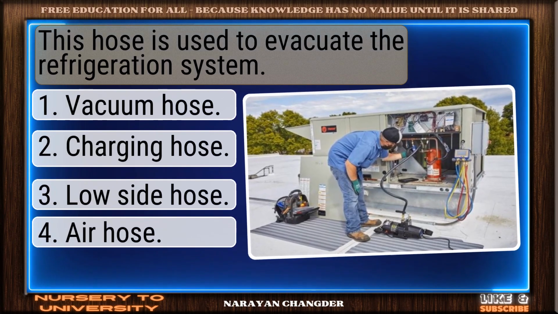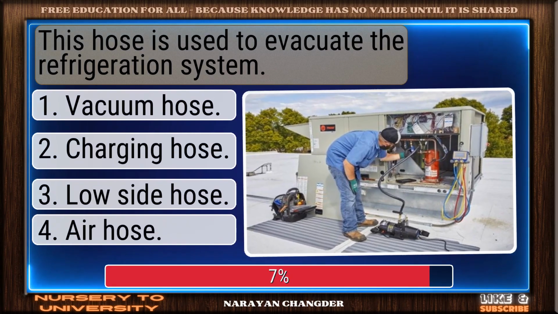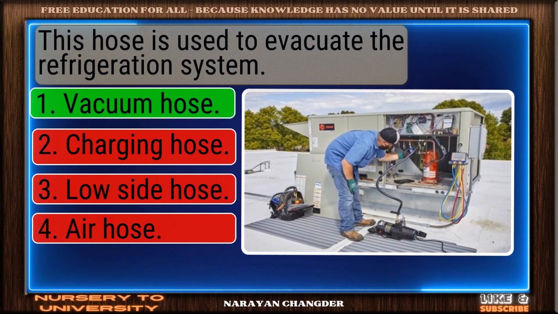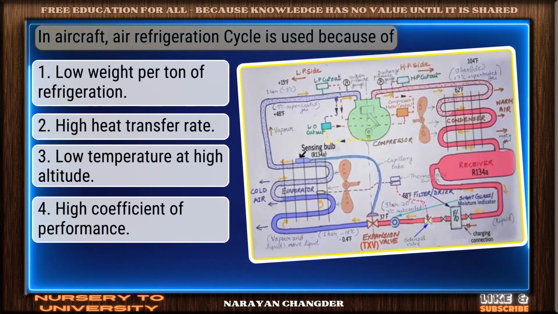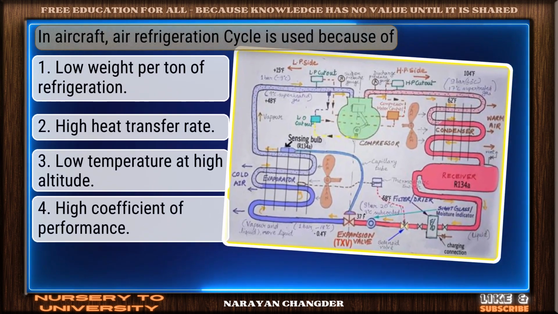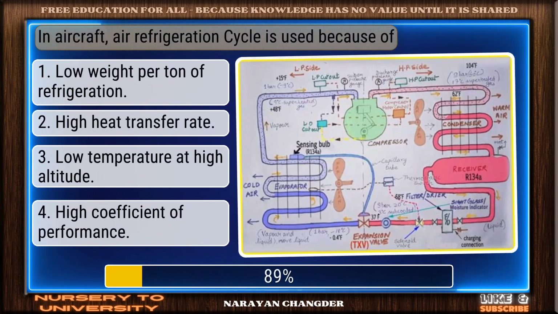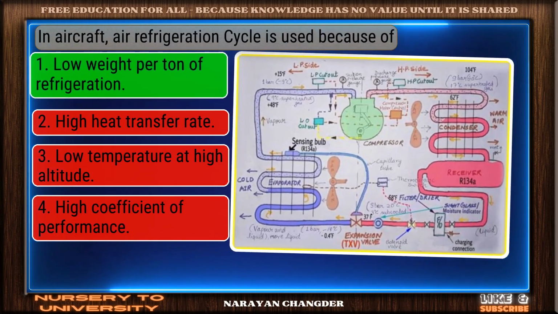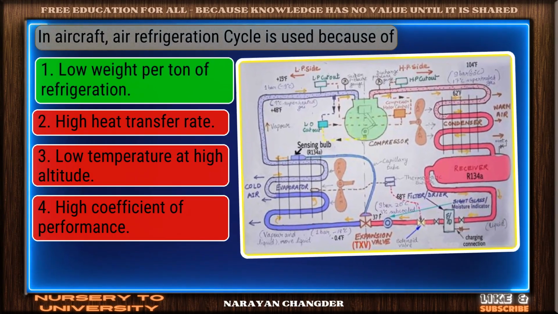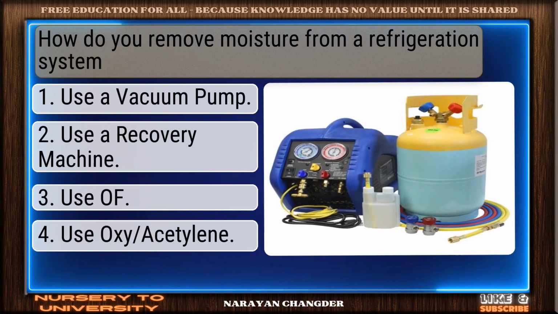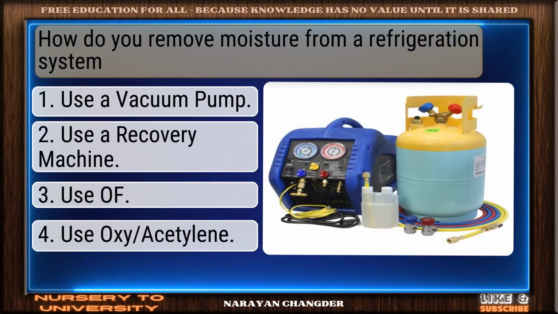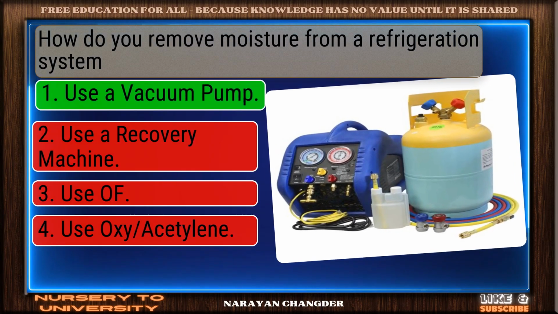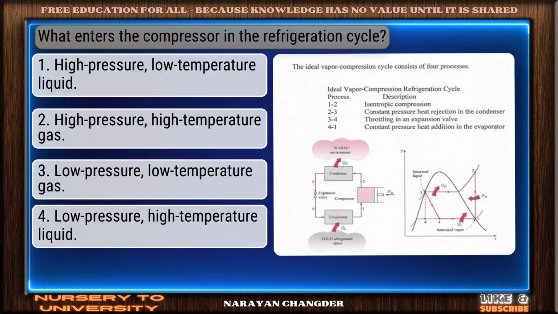This hose is used to evacuate the refrigeration system. Well done. Vacuum hose is the right choice. In aircraft, air refrigeration cycle is used because of... Nice work. You chose low weight per ton of refrigeration, and it is correct. How do you remove moisture from a refrigeration system? Nicely done. Use a vacuum pump is a solid answer.